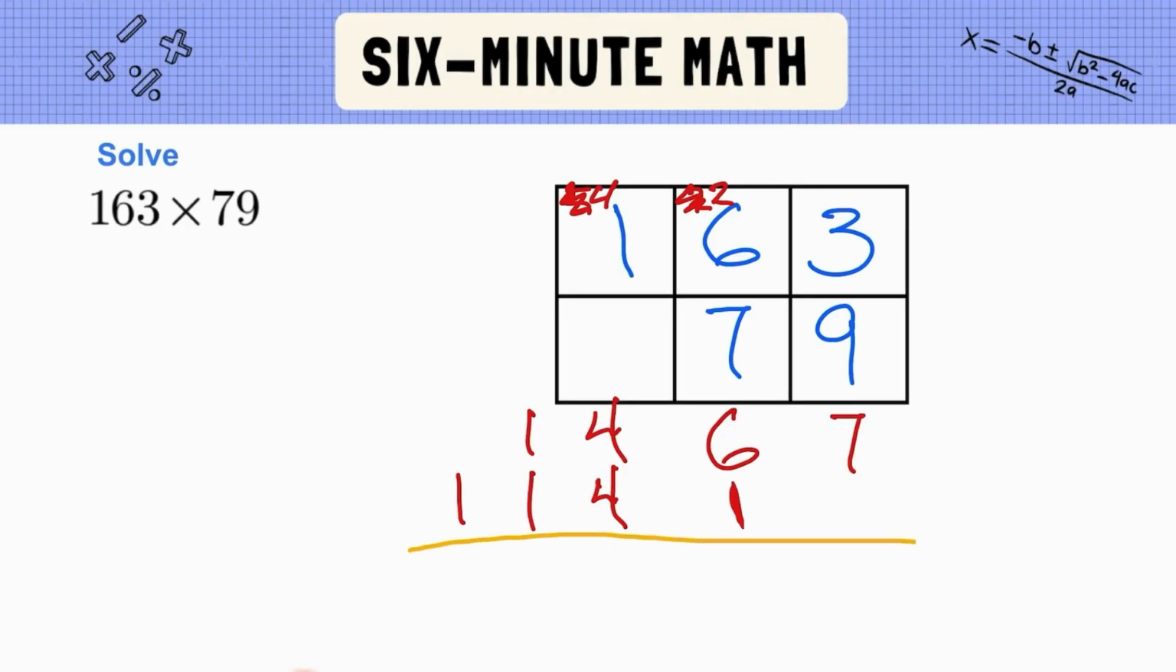7 plus an empty space of 0 is 7. 6 plus 1 is also 7. 4 plus 4 is 8. 1 plus 1 is 2. And then I have a 1 by itself at the end for a final answer of 12,877.